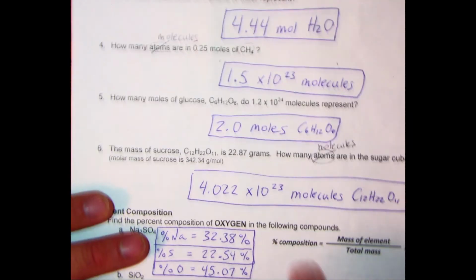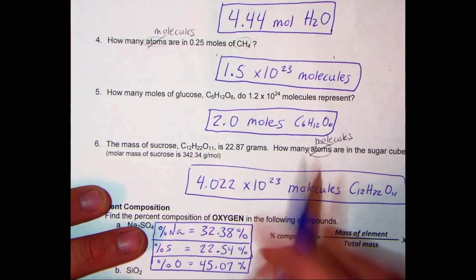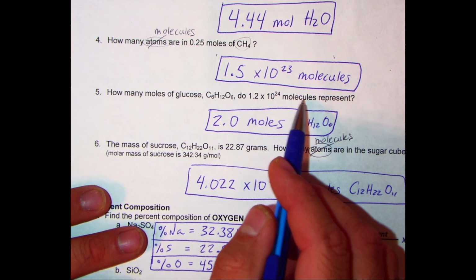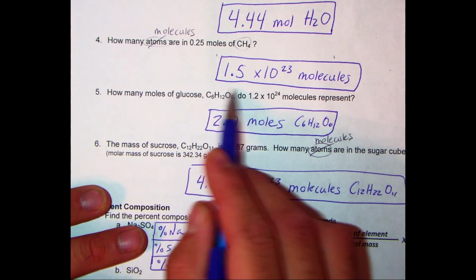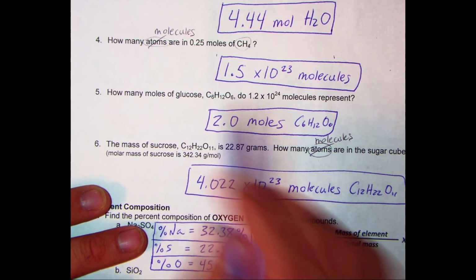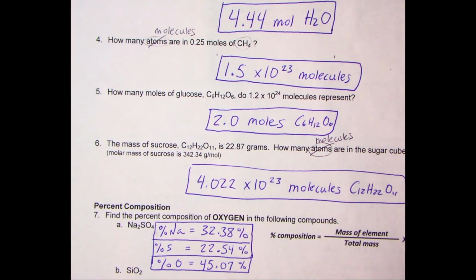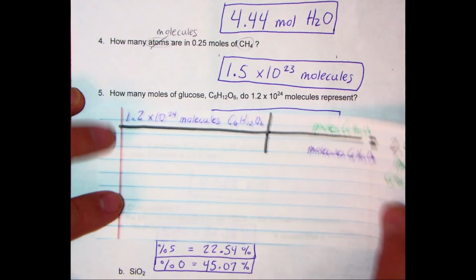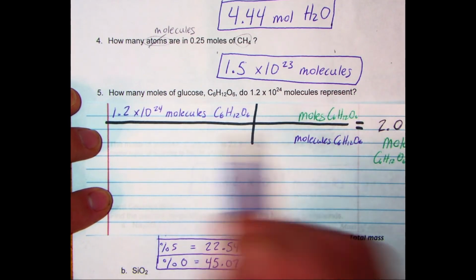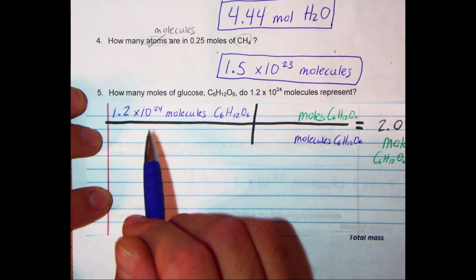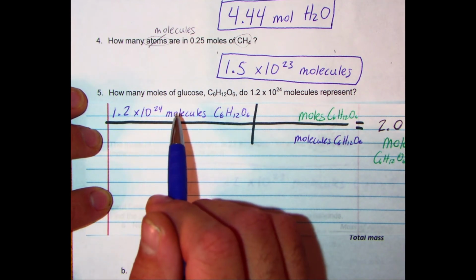Question 5 as well mentions moles and molecules, but does not require the use of grams, so finding the mass of this is unnecessary. Now if they mention grams, then we could use it. So 1.2 times 10 to the 24th molecules. Well, how many moles is that? So if I have this many items, how many moles do I have?